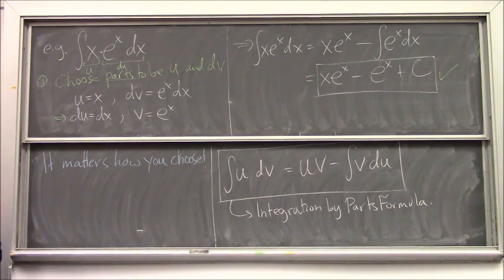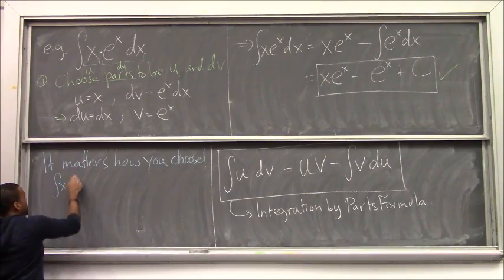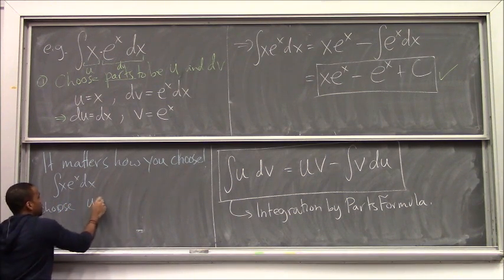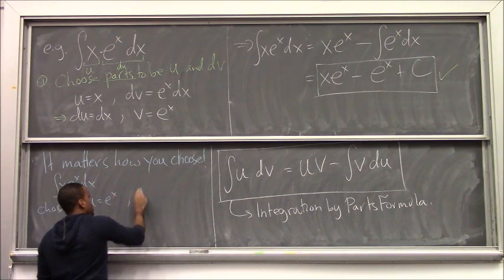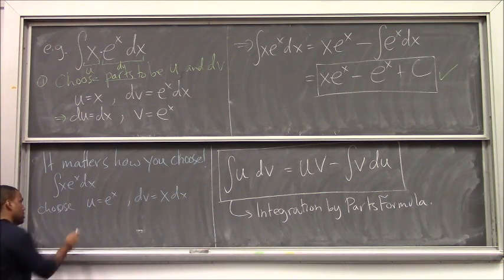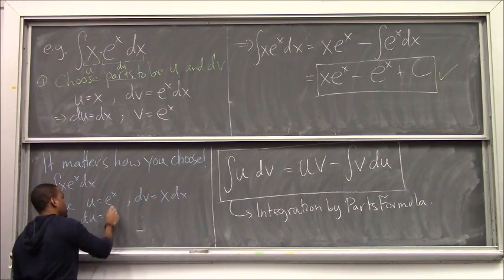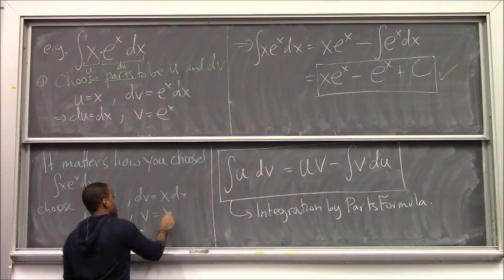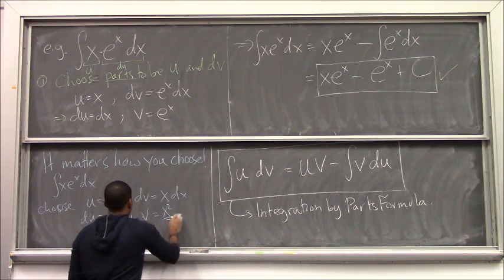What if we had gone the other way? Suppose I had x e to the x dx, and I chose u equals e to the x, and dv equals x dx. What would have happened is you'd have gotten du equals e to the x dx. Here you'd have gotten v equals x squared over 2.